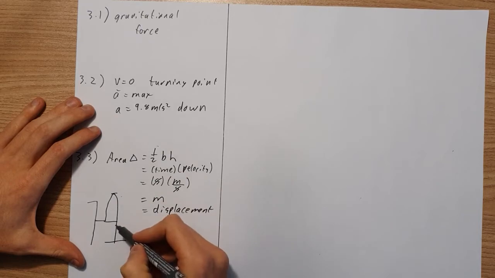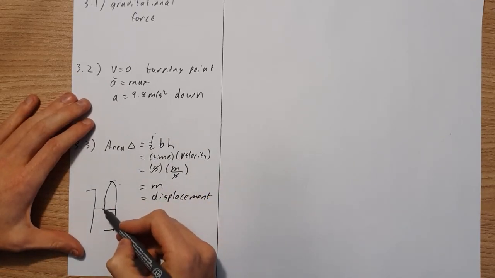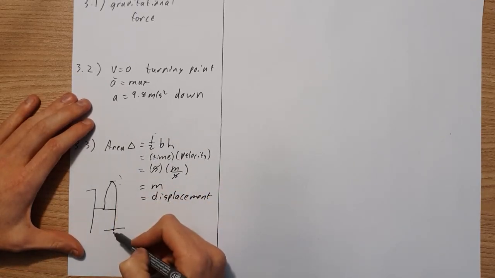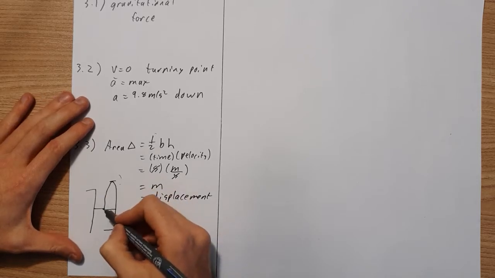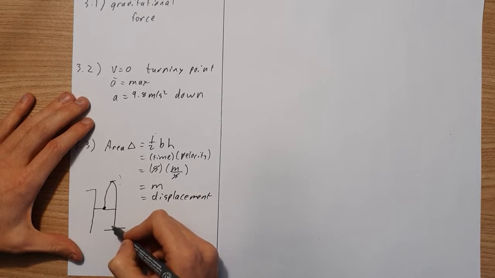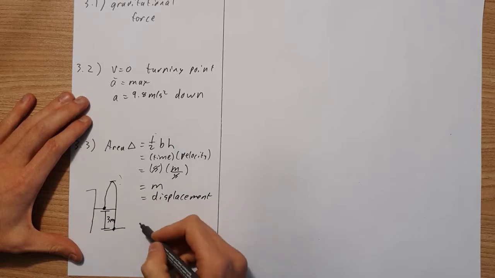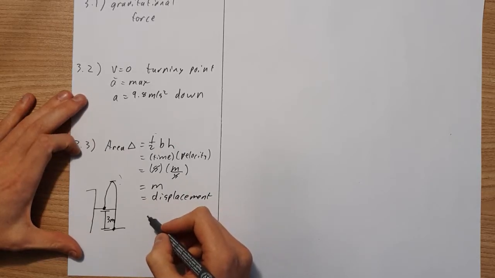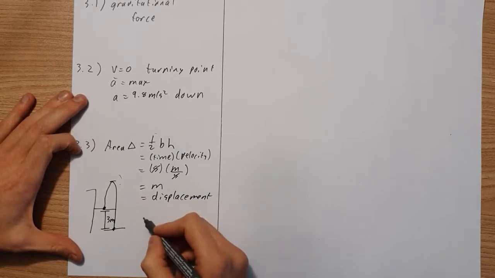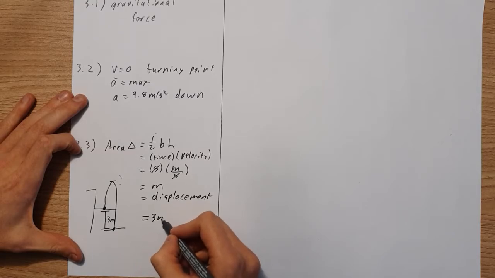So if we take the change in displacement of the ball in its total movement, remember displacement is just the shortest path from where we start to where we end, which is on the ground, and that is a distance of 3 meters. So in this case, 3.3's answer is just going to be 3 meters.